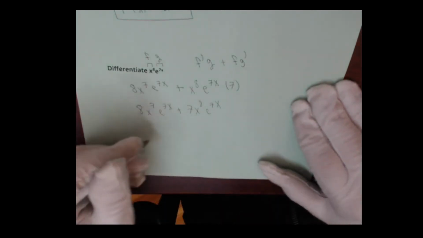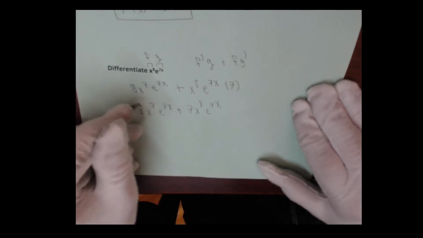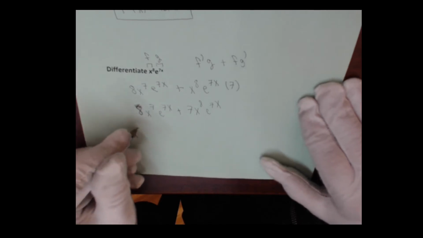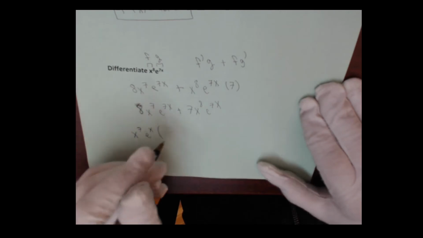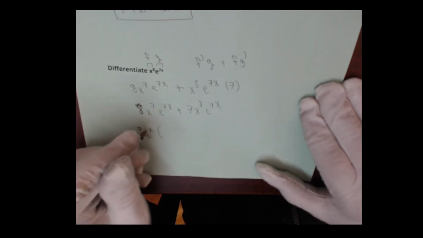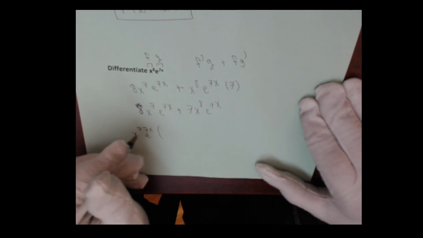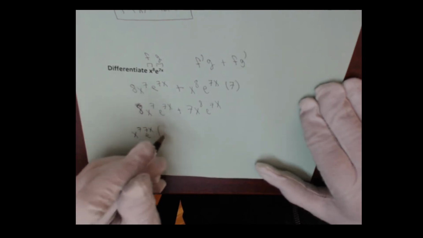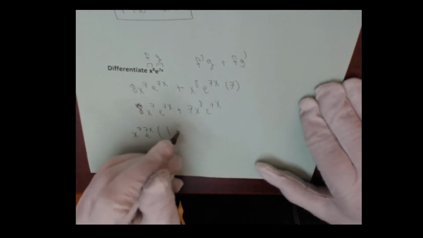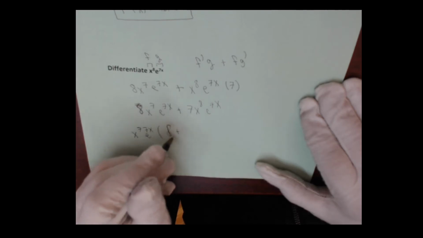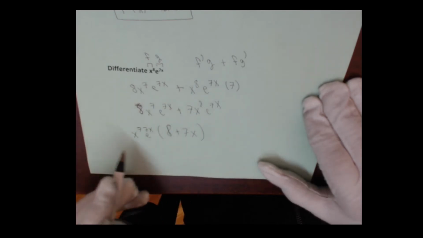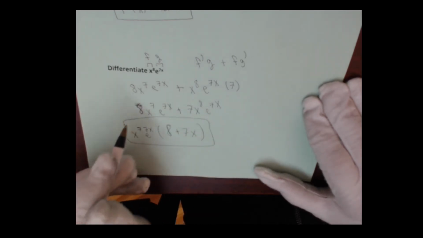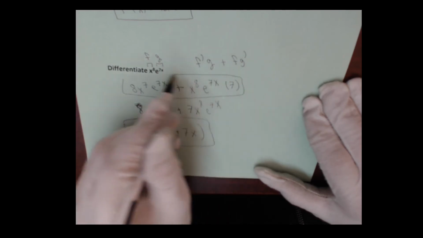So if you wanted to, you could factor out x to the 7. Oops, I'm sorry. There should be an 8 there. So if we wanted to, we could factor out x to the 7 e to the 7x if we wanted. This is optional. If we did that, we would get here 8 plus 7x. So that's what you can get if you factor it out. But honestly, any of these three answers would be okay in my book.